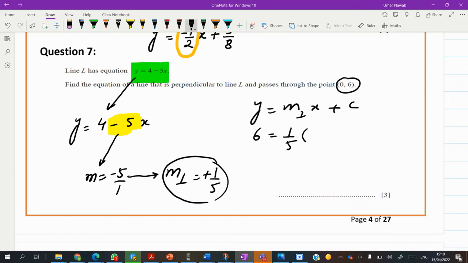This is 1 over 5. x is 0, guys, plus c. This is finished. So c is equal to 6. I'm going to write the equation of the perpendicular line. y is equal to 1 over 5x plus 6.